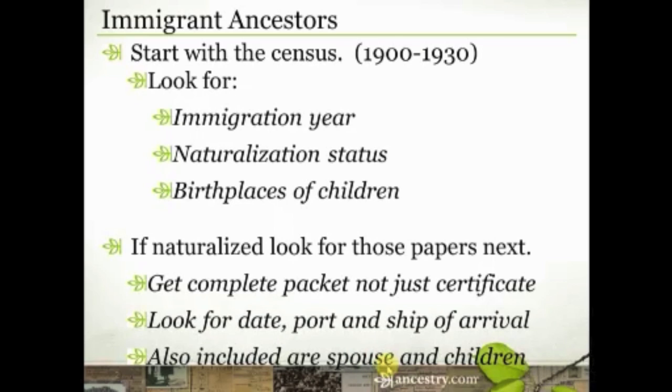We do have naturalization records online for anything that the National Archives held. We've digitized those and put those online. Sometimes it's an original, sometimes it's just an index card, which means you'll need to go to the National Archives to get a copy of that original packet.